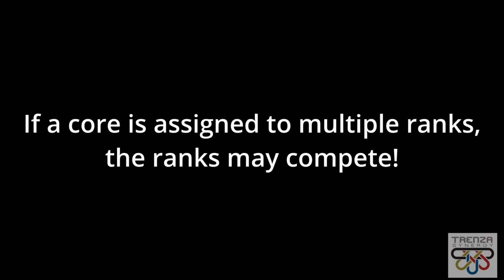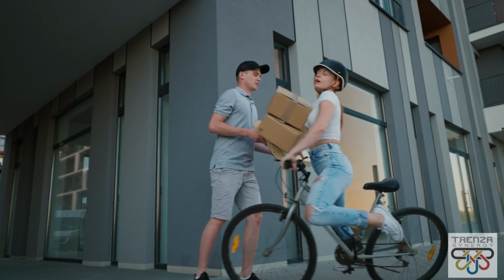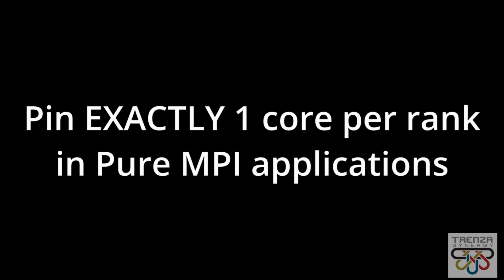If you have a core assigned to more than one rank on the node, then the ranks will need to compete for the core's resources. This could slow down your run significantly. If the cores are not pinned to specific ranks of the run, then you don't really know what happened. The cores may have been used efficiently, but they might not have. In general, in a pure MPI application, we recommend pinning exactly one core per rank in the run for best performance.